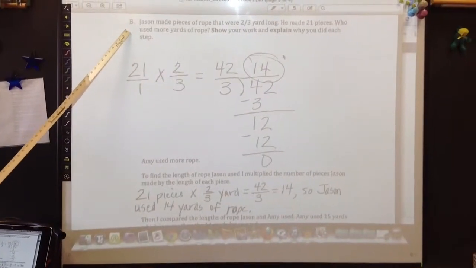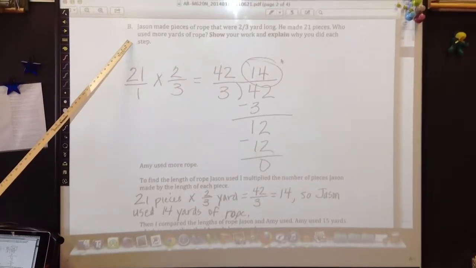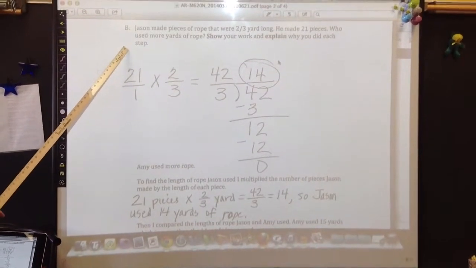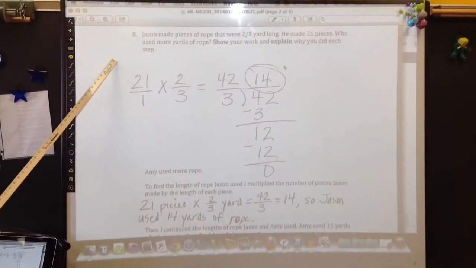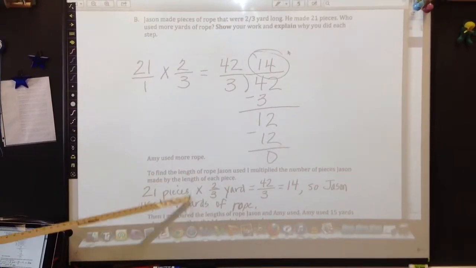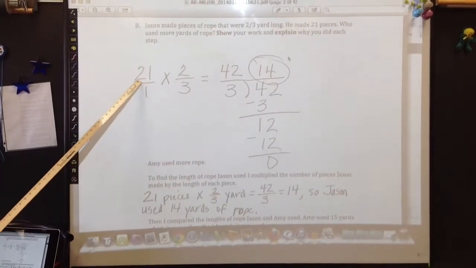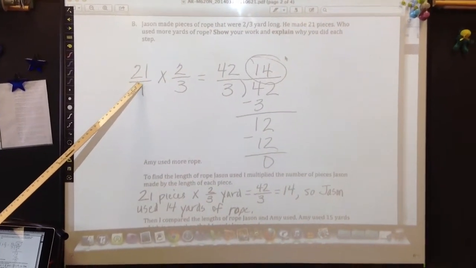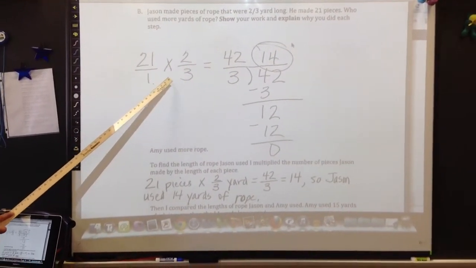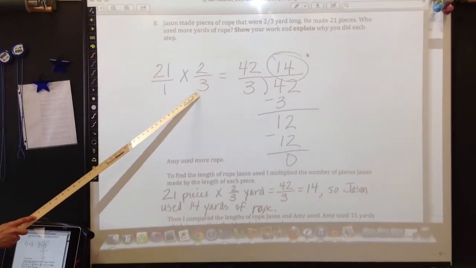Part B says, Jason made pieces of rope that were 2/3 of a yard long. He made 21 pieces. Who used more yards of rope? Show your work and explain why you did each step. So you have to show your work and then explain. So we know we made 21 pieces, so we have to take 21 and turn it into a fraction by putting it over 1 and then multiplying it by 2/3 because he made his pieces that were 2/3 of a yard long.